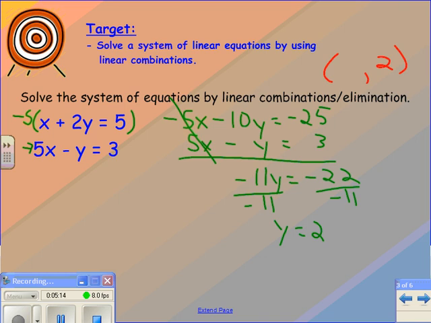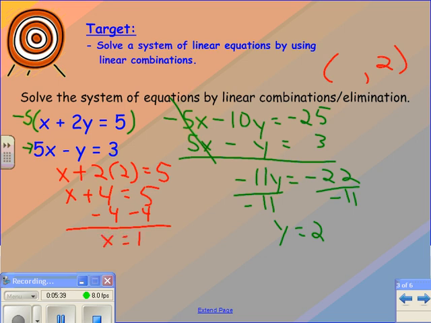So now that I know that y is 2, I can once again just choose either one of the equations, substitute 2 in for y, and solve for x. So I think I'll take that top equation, and I'm going to say x plus 2 times 2 equals 5. This 2 is in for y. So now just do the multiplication. X plus 4 equals 5. Get the x by itself by getting the constants on one side. Subtract 4 from both sides, and x equals 1. So let me put my 1 here, and the solution to this system of equations is (1, 2).